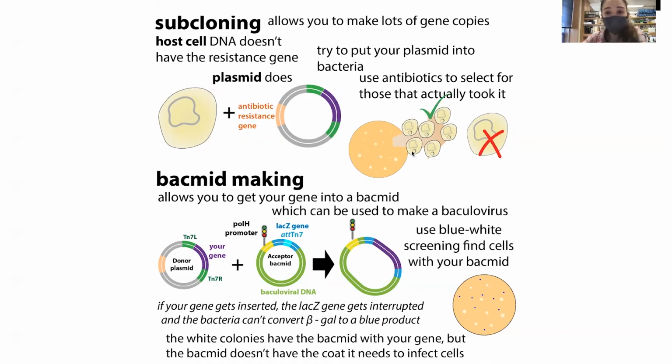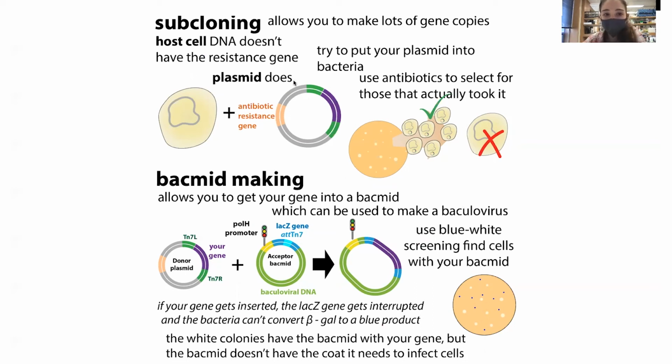Then we use this to make this bacmid. This was just a plasmid in bacteria, but we make this bacmid, which can grow in bacteria or in insect cells. We can get the insect cells to make a baculovirus, a virus that infects insect cells and gets them to make our protein. But the key thing is that we use this blue-white screening in this step. And so we have this acceptor bacmid.